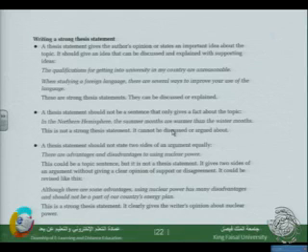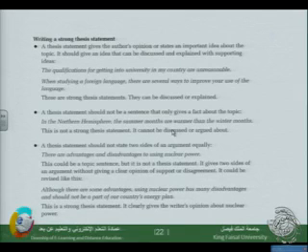Well, point number 2. A thesis statement should not be a sentence that only gives a fact about the topic. For example, look at this example. In the northern hemisphere, the summer months are warmer than the winter months. This is not a strong thesis statement. It cannot be discussed or argued about.